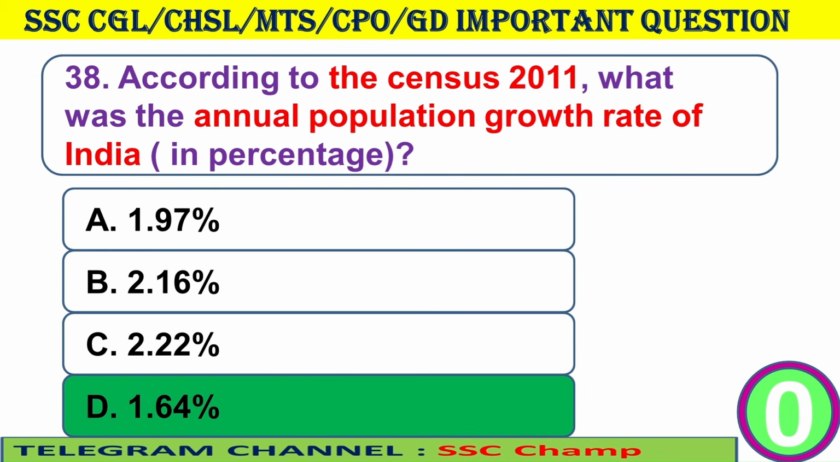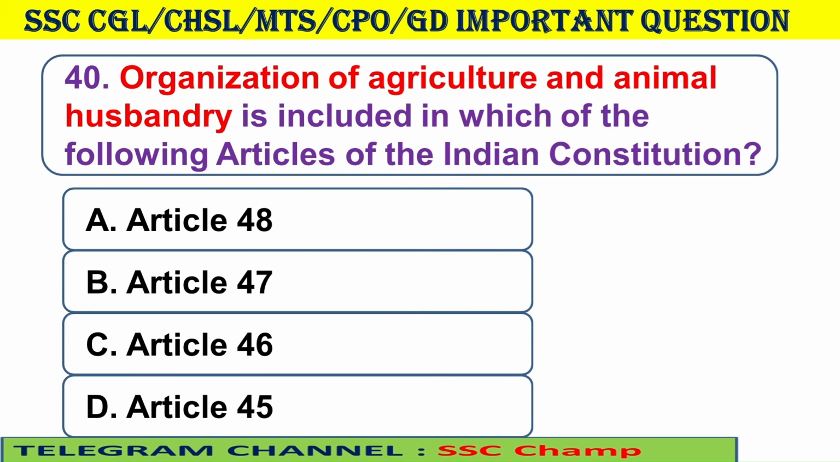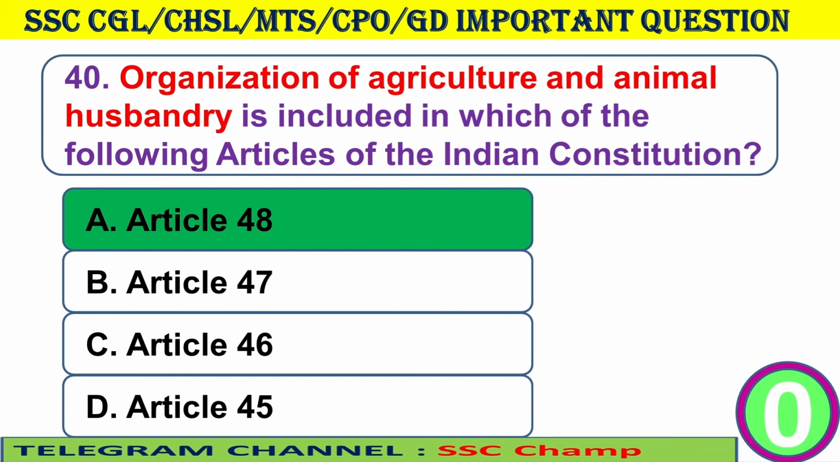Correct answer 1.64%. The Indian Forest Service was created under the All India Service Act 1951 in option A 1954, option B 1966, option C 1960, option D 1957. Correct answer 1966. Organization of Agriculture and Animal Husbandry is included in which of the following articles of Indian Constitution? Option A Article 48, option B Article 47, option C Article 46, option D Article 45. Correct answer Article 48.